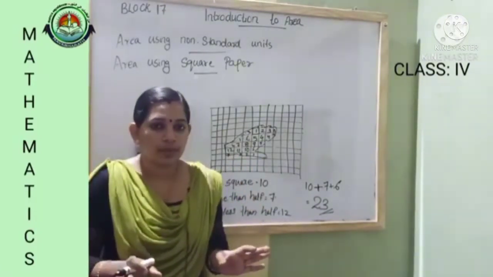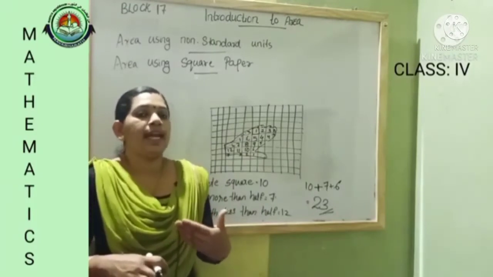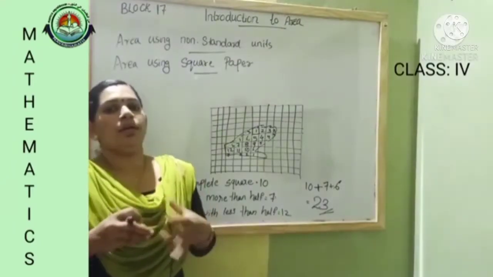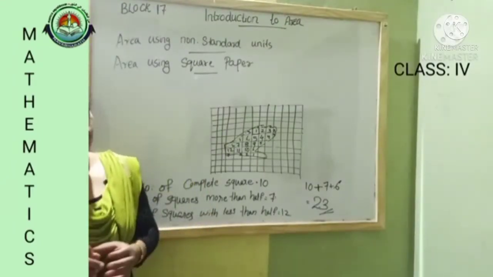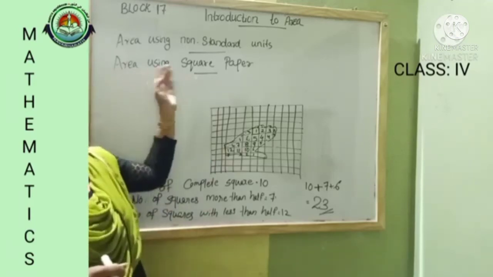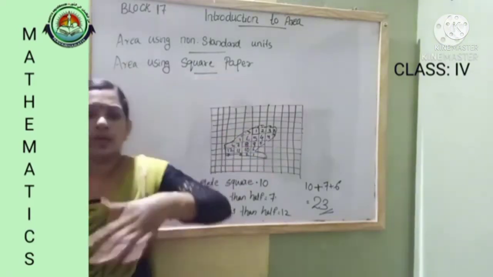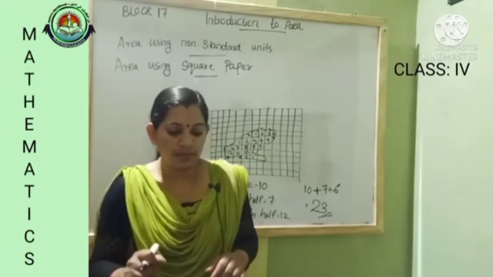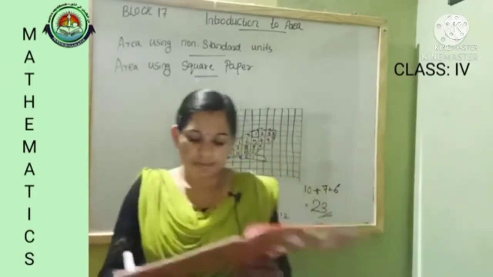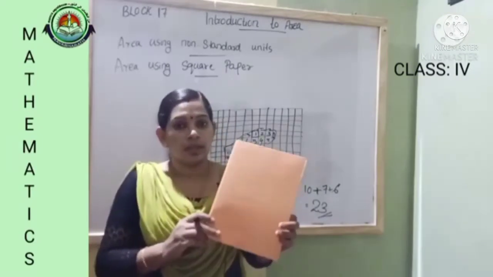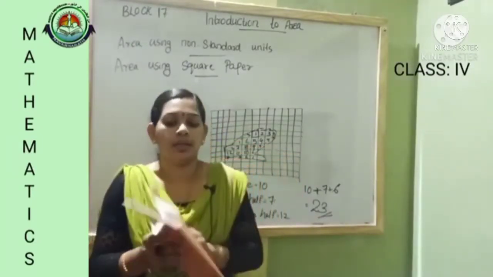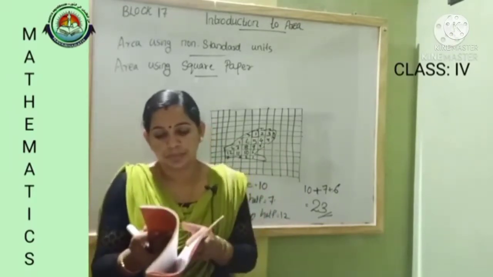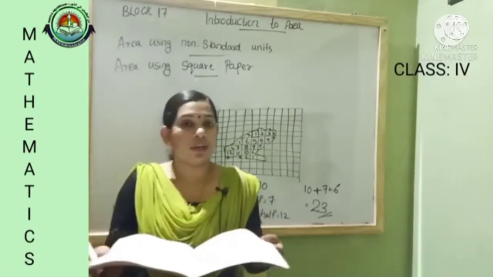Now clear? All are clear how to find the area using non-standard units, using paper balls, cotton balls, etc. Then using square paper also we discussed how. Okay, now clear. Then we will check some problems from your content book. Take your content book, Volume 3, page number 5. This is a new book.